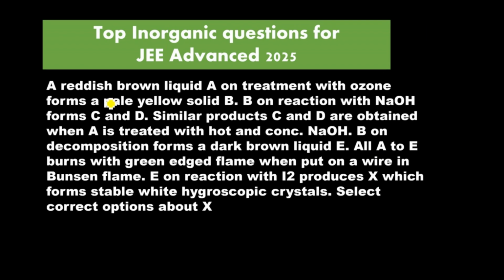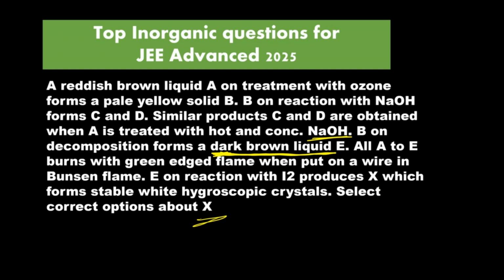Then the next question: a reddish brown liquid A on treatment with ozone forms a pale yellow solid B. B on reaction with NaOH forms C and D. Similar products of C and D are obtained when A is treated with hot and concentrated NaOH. Right? B on decomposition forms dark brown liquid. Once again, I am telling you, colors play an important role in these types of questions. Dark brown liquid E. A2E burns with green edged flame when put on fire in a Bunsen flame. E on reaction with I2 produces X, which forms stable white hygroscopic crystals.